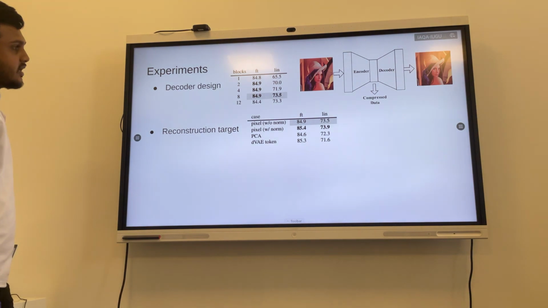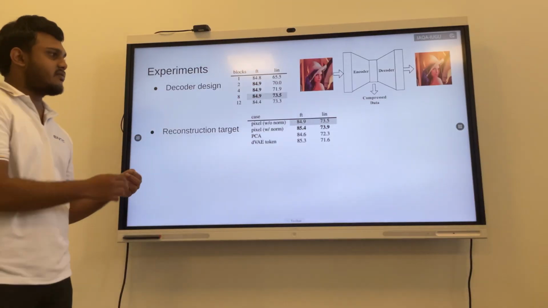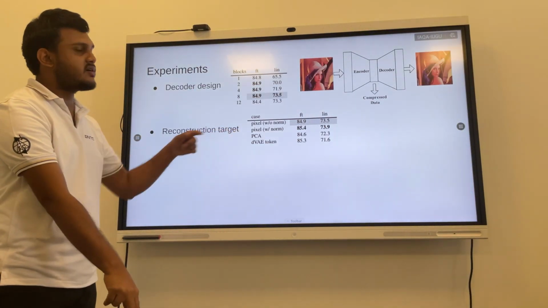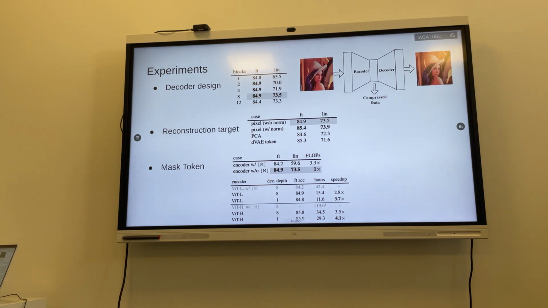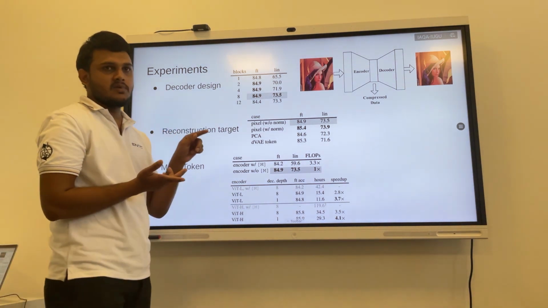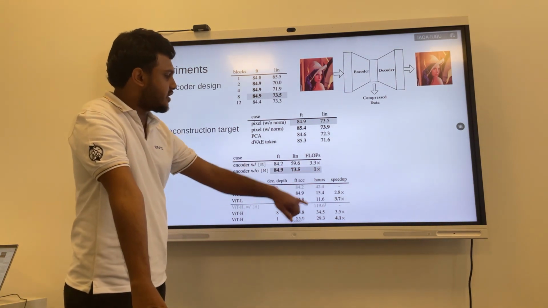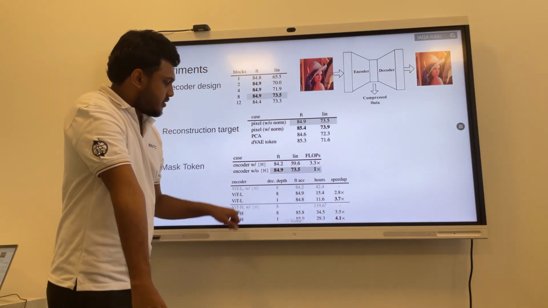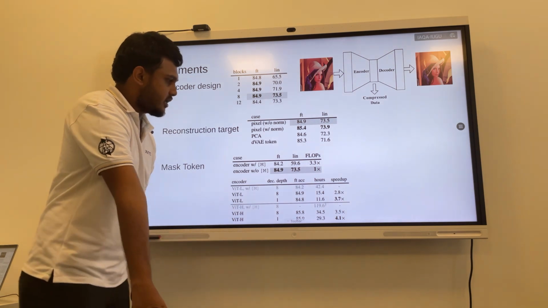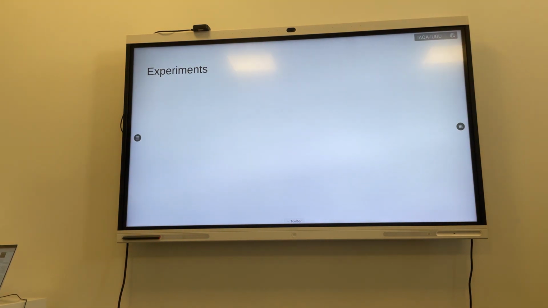And then the reconstruction target. I think I mentioned this earlier also, they have tried pixel level reconstruction and also pixel level reconstruction after normalizing within the patch. By doing the normalization, it has performed better. And the mask tokens: I said we are only inserting the unmasked tokens into the encoder. By doing that, the number of FLOPs will reduce, and the accuracy has also been much better. And the speed up in training is also much higher when we only insert the unmasked tokens.